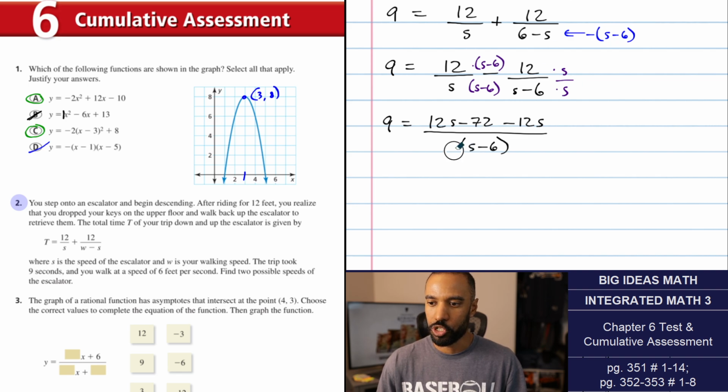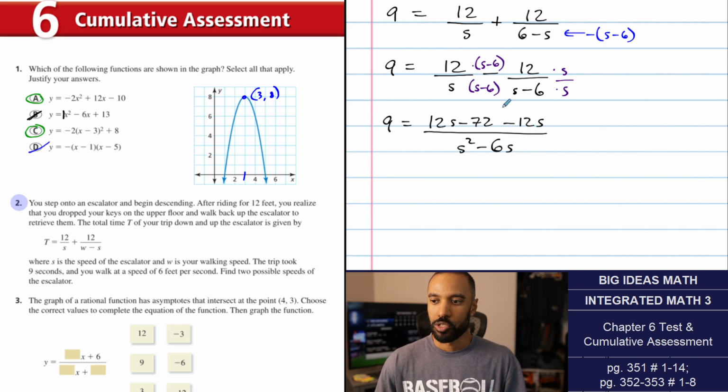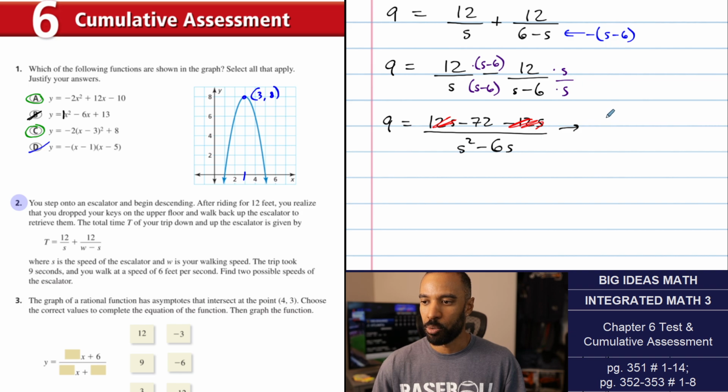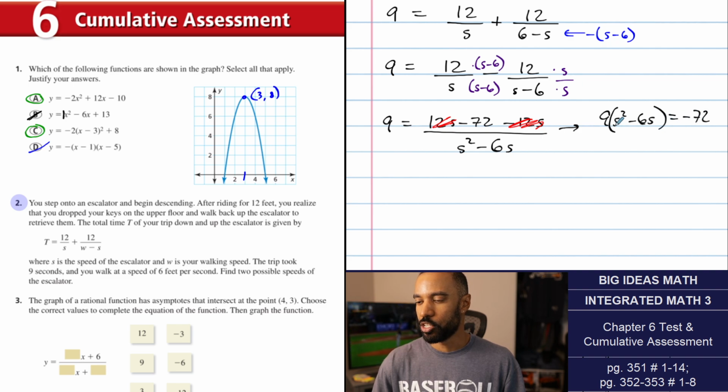You know what? I'm going to go and distribute this one, S squared minus 6S, because eventually I've got to solve for S anyway. So I'm going to do two things at once. 12S minus 12S actually cancels. Those are gone. And I can now multiply both sides by S squared minus 6S. And then here, boom, I have 9 times S squared minus 6S equals negative 72. Instead of distributing the 9, I'm going to divide both sides by 9 and get S squared minus 6S equals negative 8.